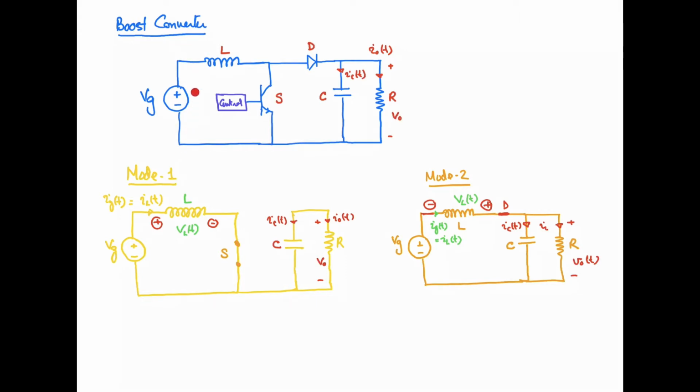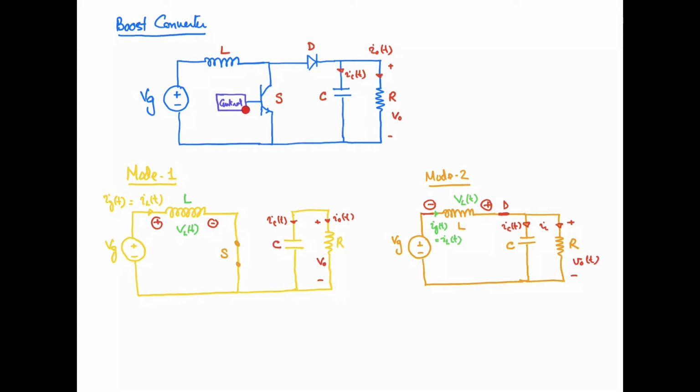This is our input source. We are going to represent it with VG. Then we use an inductor and a fully controllable switch. This may be a BJT, maybe an IGBT, power BJT or the MOSFET. And here is the control circuit for that one.